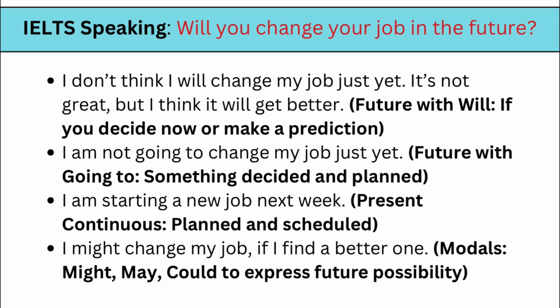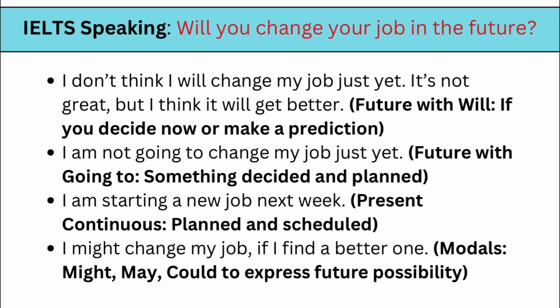I don't think I will change my job just yet. It's not great, but I think I will get better. So we know we can use will in order to make a prediction. But if you are talking about something that is already decided or planned, you can use I'm not going to change my job just yet. So already planned hai. And if planned and scheduled, I'm starting a new job next week. Already scheduled bhi hai or planned bhi hai.